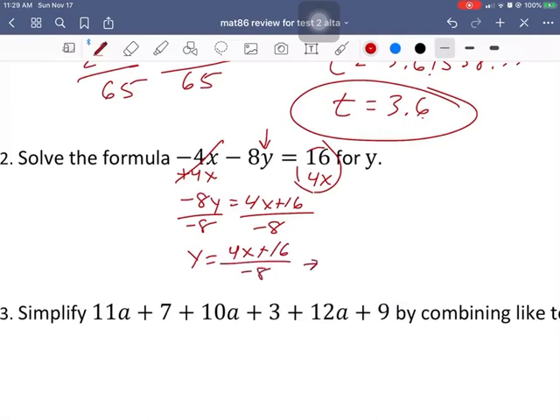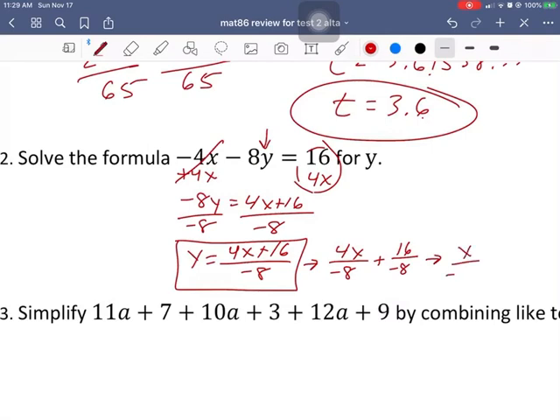If your instructor wants you to reduce that, remember you take the first term and divide it by the denominator. You turn this into a sum. This is a skill we're going to do more on in chapter 5. So that's probably acceptable right now, but if you reduce this, you can. So that would be what? X over negative 2 minus 2. Okay. So either one.